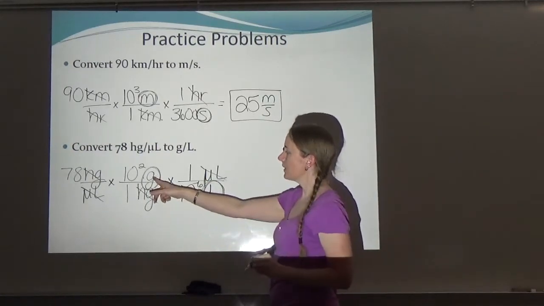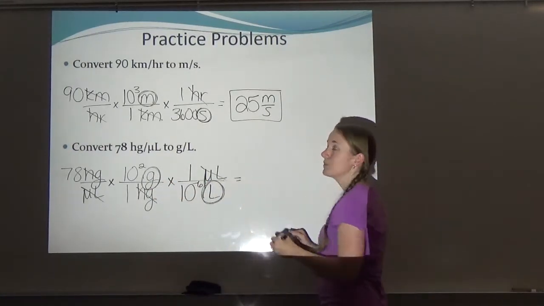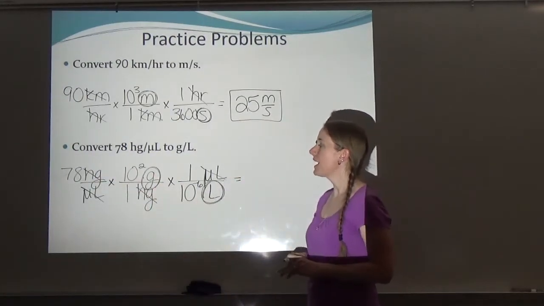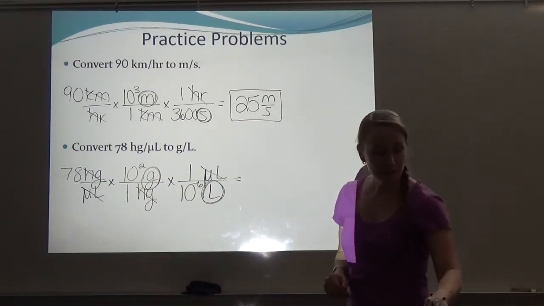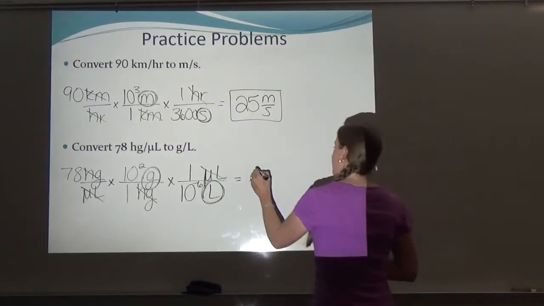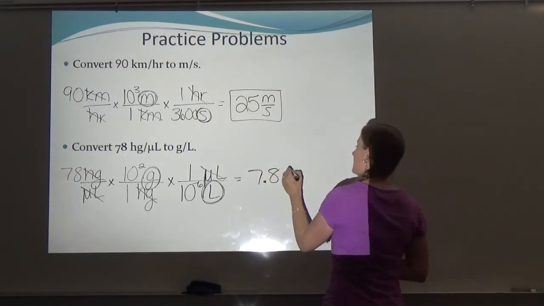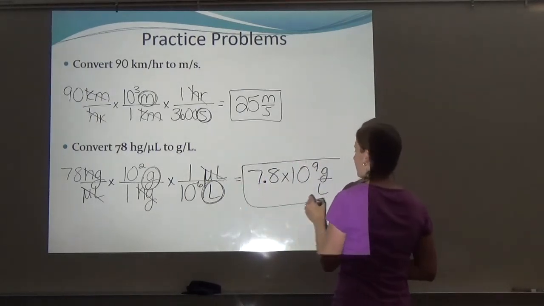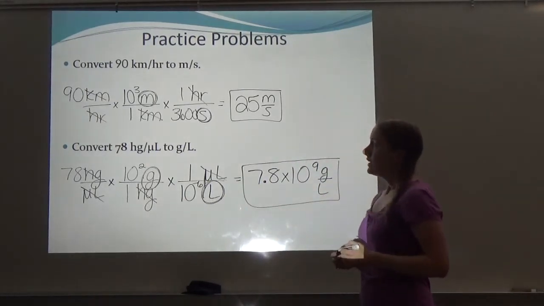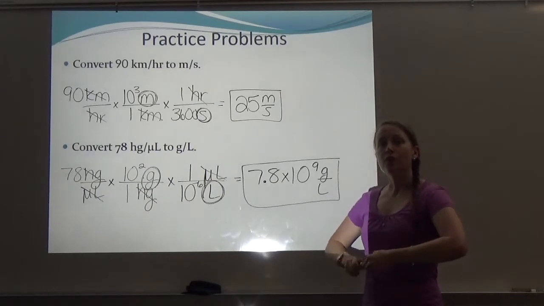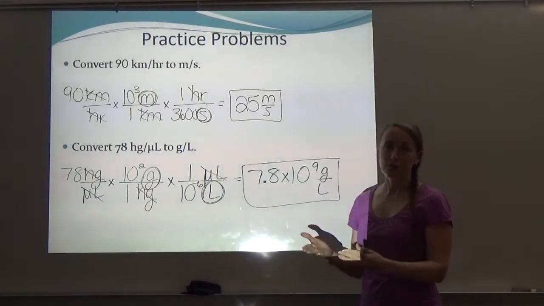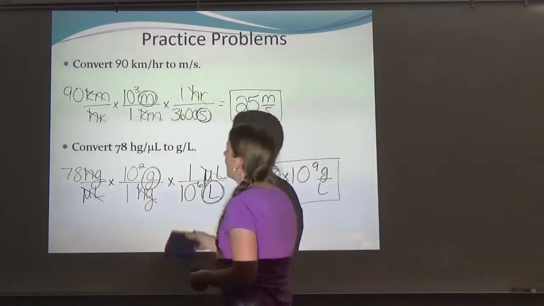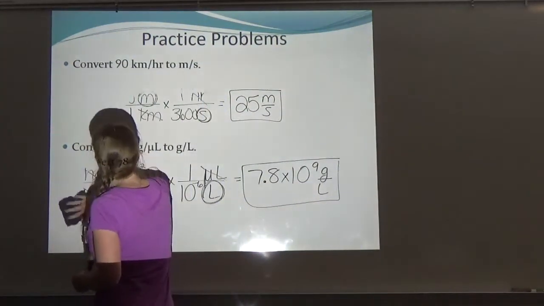So see, we have grams per liter, so we are ready to solve. So I multiply my top two numbers and divide by my bottom number. And so for this one, I got 7.8 times 10 to the 9 grams per liter. Okay, so that is how you solve when you have multiple units. You just convert one at a time. Not a big deal. All right, so let's move on.